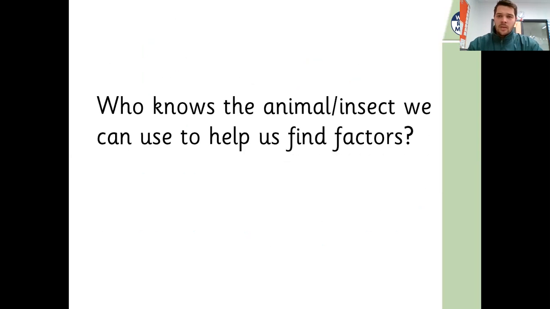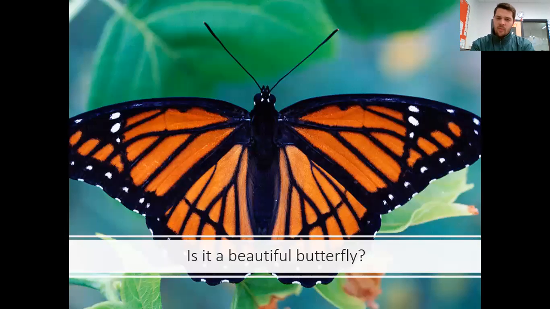So, who knows the animal or insect that we can use to help us find factors? We may have looked at this before. I don't recall it, but a previous teacher in year 3, maybe Miss South, has told you about it. Have a little think. Is it a beautiful butterfly? Is it a butterfly that helps us with factors?